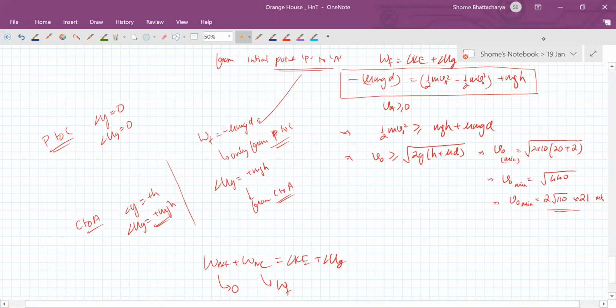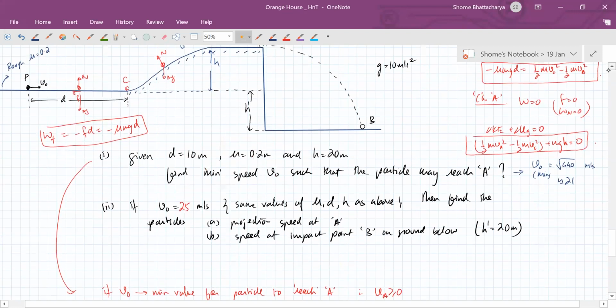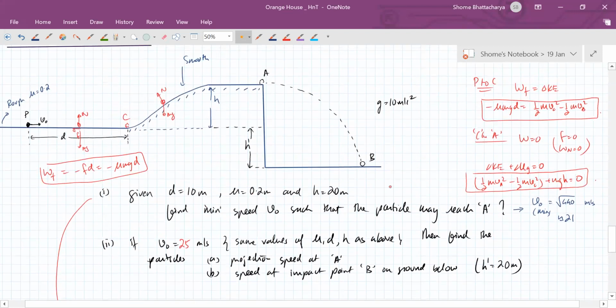Is it clear now? Okay. So you need at least 21 meters per second for it to reach the point A, because otherwise it will stop somewhere before here and then slide back.